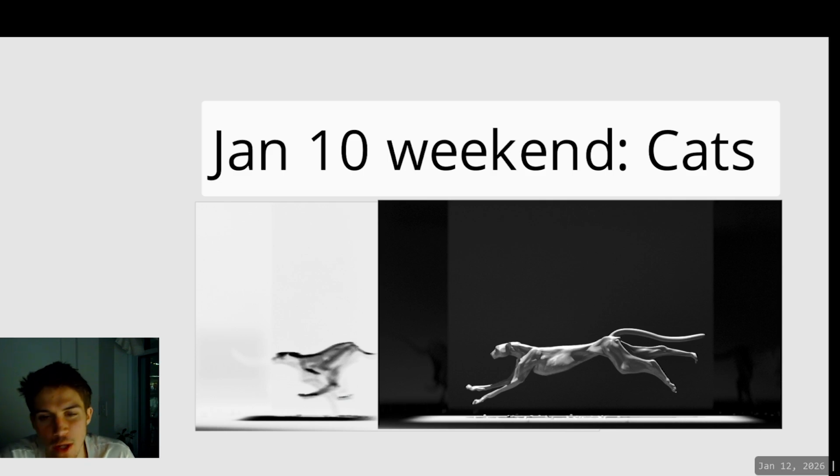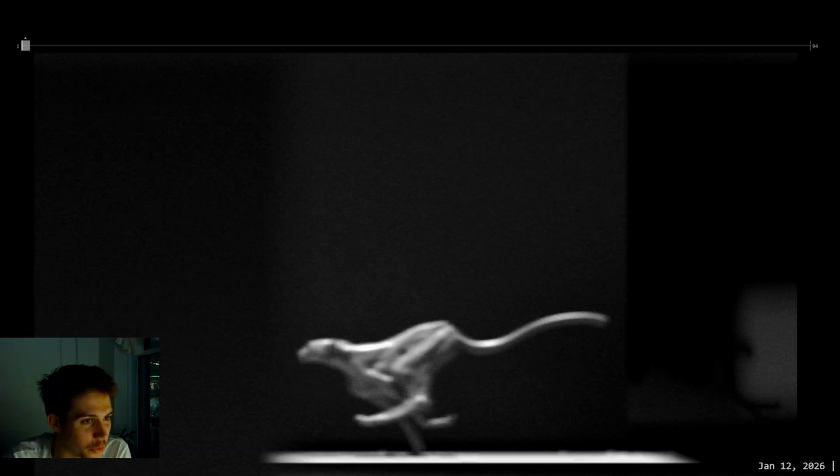Hey everyone, my name is Johannes, and today I'm going to show you the study I did of a cheetah running. So let me show you the final result first.